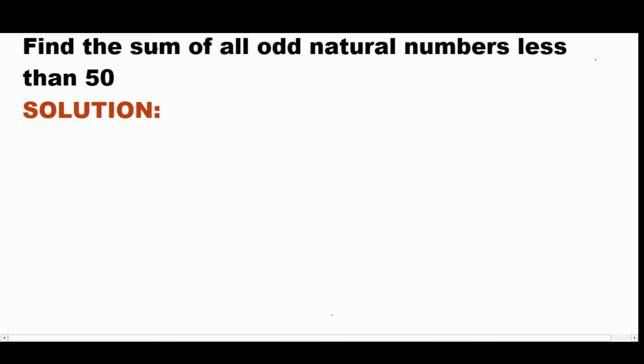Let's enter into the problem. Find the sum of all odd natural numbers less than 50. We need to find the sum of all the odd natural numbers that are less than 50.